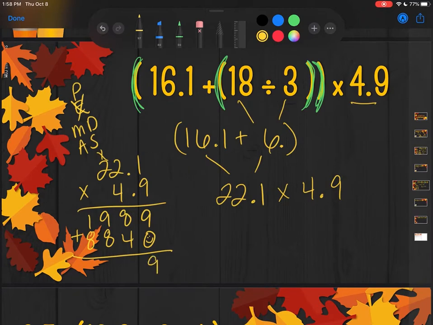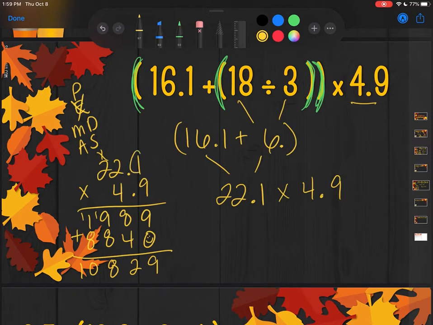So then I'm just going to add my 9 plus 0, which is 9. 8 plus 4 is 12. Carry the 1. 1 plus 9 is 10, plus 8 is 18. Carry the 1. 1 plus 1 plus 8 is 10.